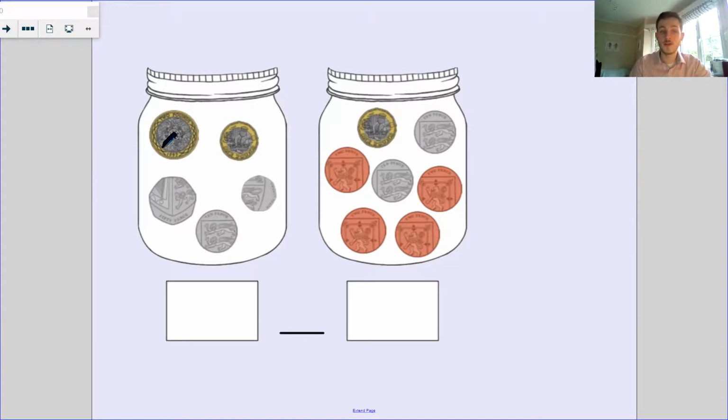Okay, so starting off here, you've got a £2 coin, right? I'm going to start with that one because that's my biggest number. £2. And then add another pound, so that's going to be £3. Right, so if I start off, I'm going to make a note that that was £3.